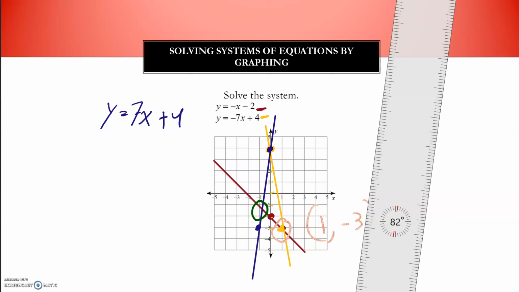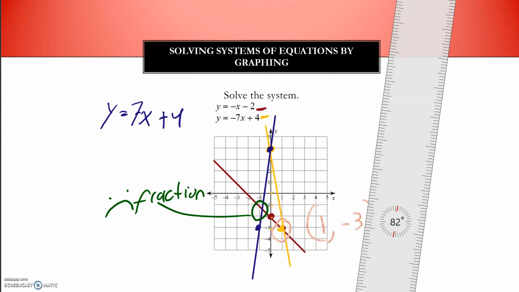I don't know what that is. What is that? -1/2, 1/3? I don't know what that is. This is some kind of fraction, and I don't like fractions on graphs. Why don't I like fractions on graphs? Because it's not easy for me to tell what they are.